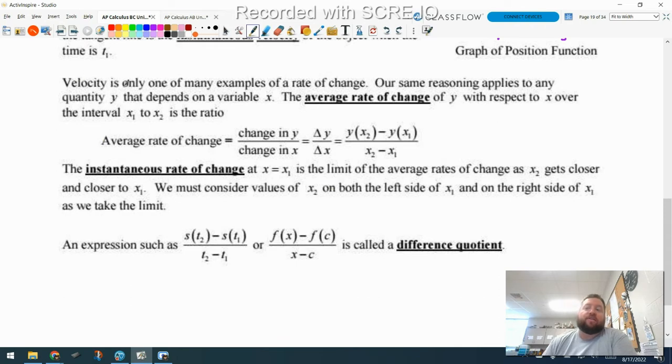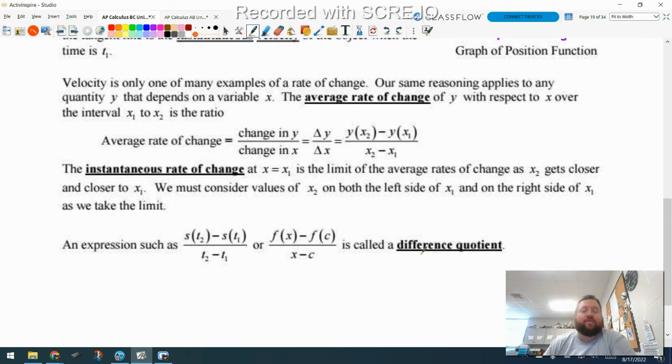So velocity is a specific example, one that you're kind of familiar with already, but you can do this idea of instantaneous rate of change with just regular functions that aren't related to velocity. Okay, and so this would be the change in y divided by the change in x. You're familiar with that from Algebra 1 when you did slopes. Instantaneous rate of change would be taking those average rates of change and making x2 get closer and closer and closer to x1. And then translating it into function notation here, this is called a difference quotient.